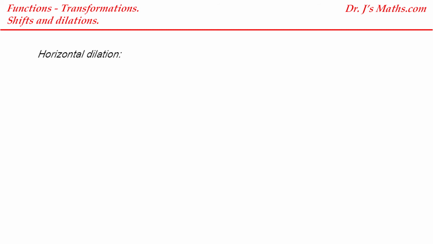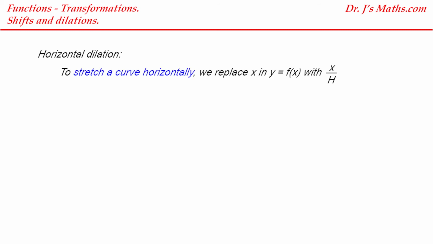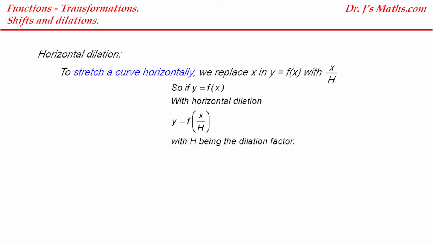For horizontal dilation, we replace the x in f(x) with x over h. So if y is equal to f(x), with a horizontal dilation, we write y is equal to f of x over h, with h being the dilation factor.